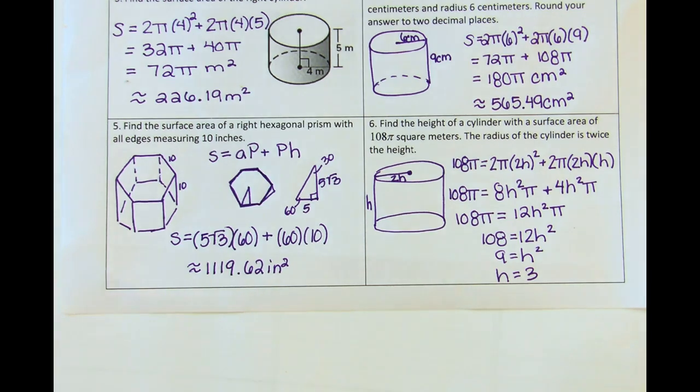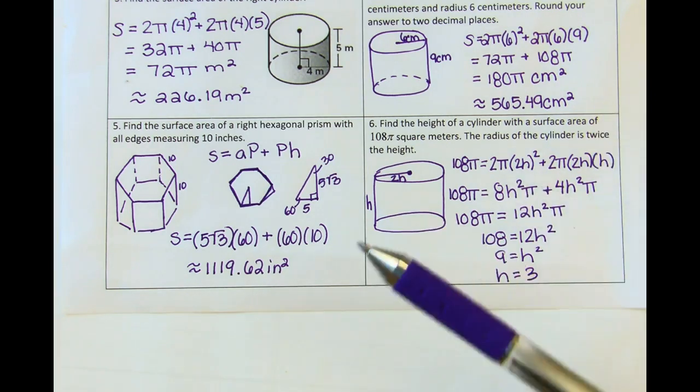Okay, so just remember these formulas are what we're using when we're dealing with right prisms, right cylinders, 2 times the base plus perimeter times height.